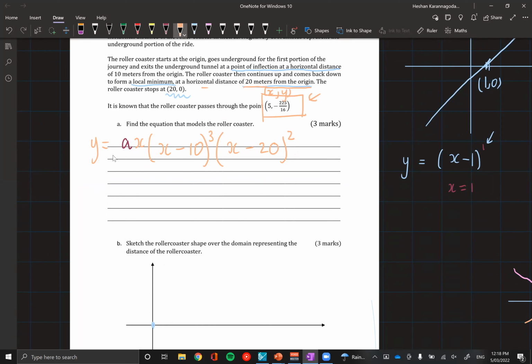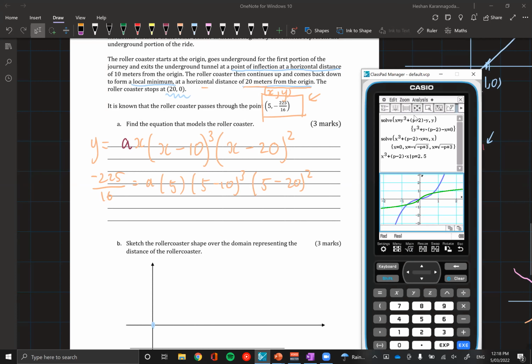So we have your x and your y coordinate here. So I know that -225/16 is going to be equal to a times x, and all the x values are going to be 5. So a times 5(5 - 10)^3(5 - 20)^2, right? And then at this point, all you have to do is chuck this into your CAS and solve this for a, and then you will realize that your answer for a is, I'll just do it on the CAS real quick. Can you see the CAS? Yeah. Okay.